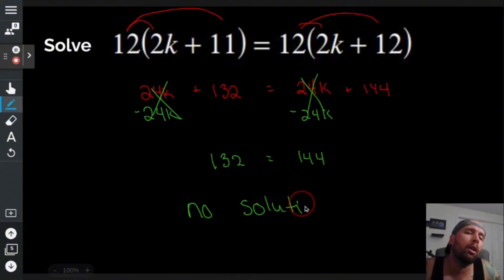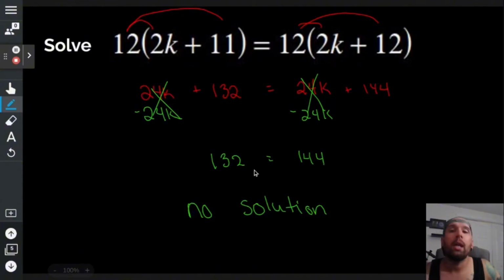So when the variables disappear, or if you notice that the variable on the left side is the exact same thing as on the right side, those variables go away, and you're left with no more variables. If the numbers aren't the same, it's a no solution.